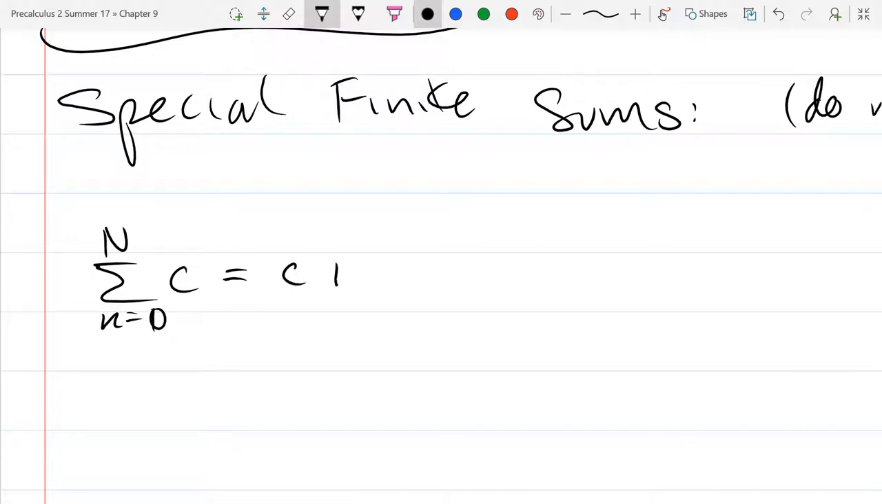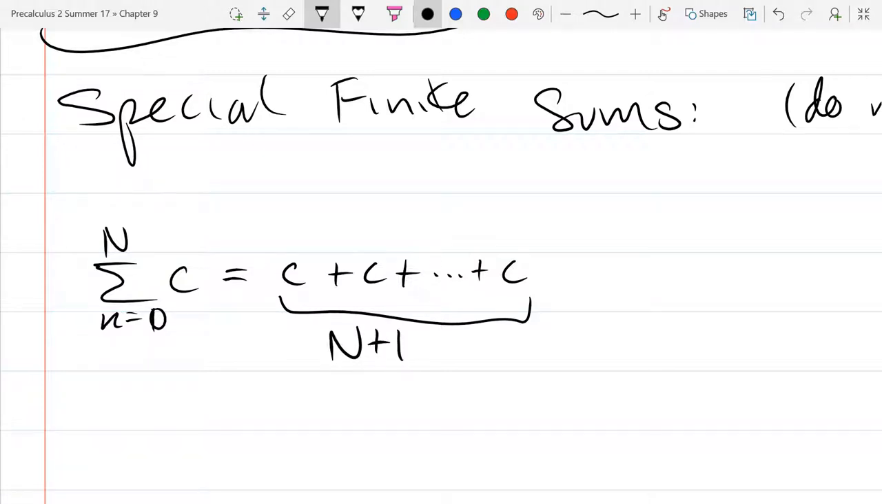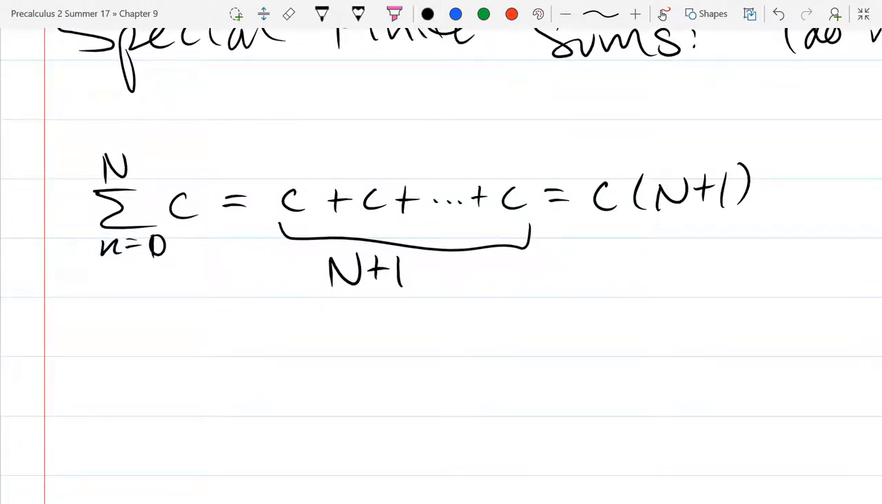All right, so we're gonna add up a bunch of C's. How many are we adding together? I'm gonna be careful, it looks like it's N, but because we started at 0, it's gonna be big N plus 1. So you add up C plus C plus C, it'll be C times N plus 1. So that's our first special finite sum.